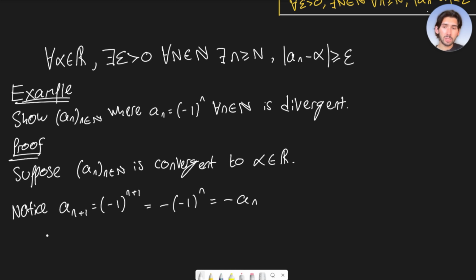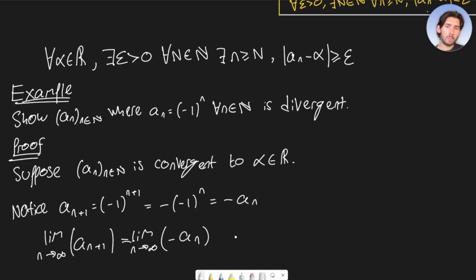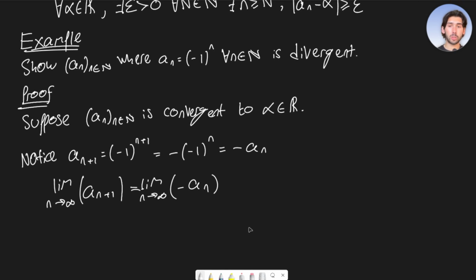So I'm able to say that the limit as n approaches infinity of a sub n plus 1 is equal to the limit as n approaches infinity of minus a sub n. I'm only allowed to do this because the sequences converge. And I'm also using what you call the scalar product rule here with the minus. So I'm allowed to use that.